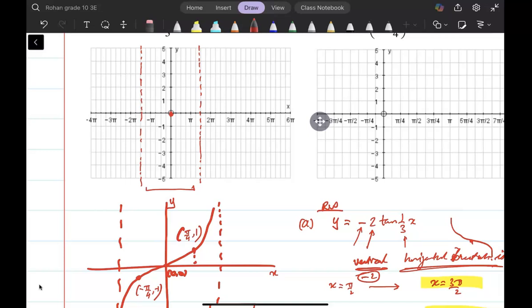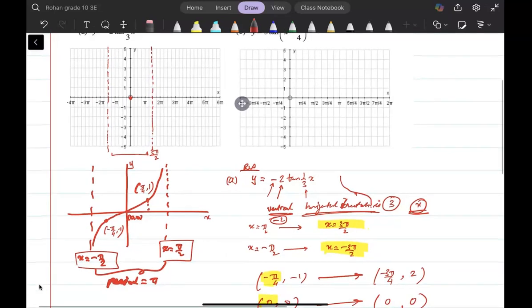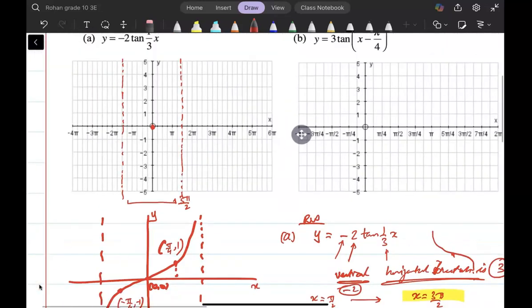So if you want to get the next asymptote, you'll do 3 pi by 2 plus 3 pi. So this is pi, this is 2 pi and 3 pi. And 3 pi is coming outside this. The midpoints will give you the intercepts.